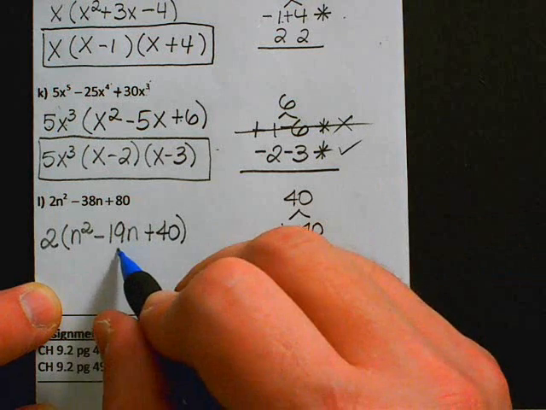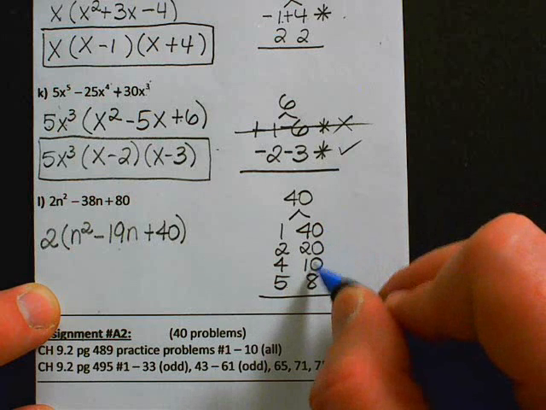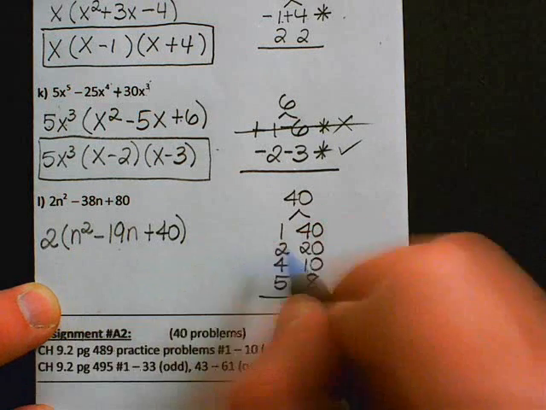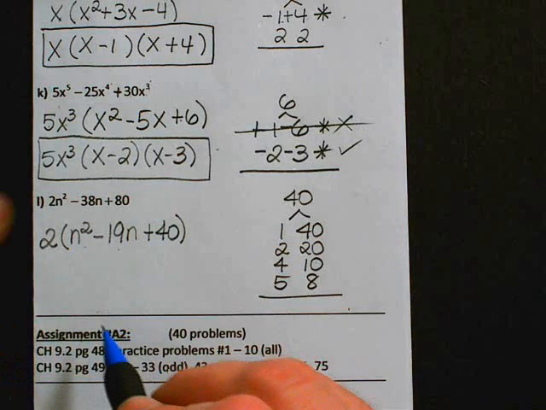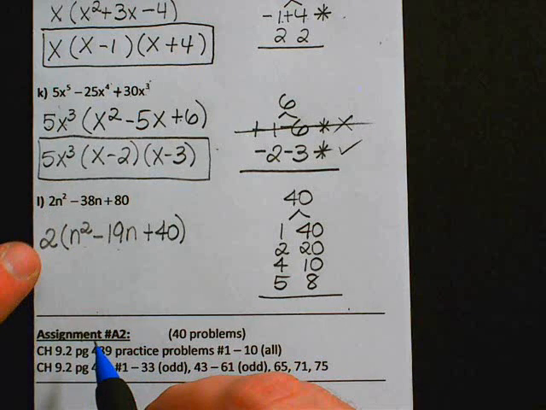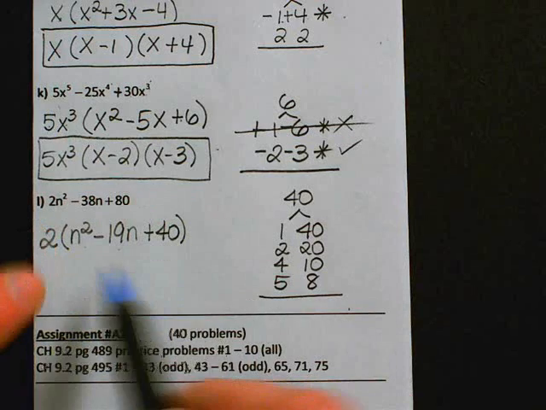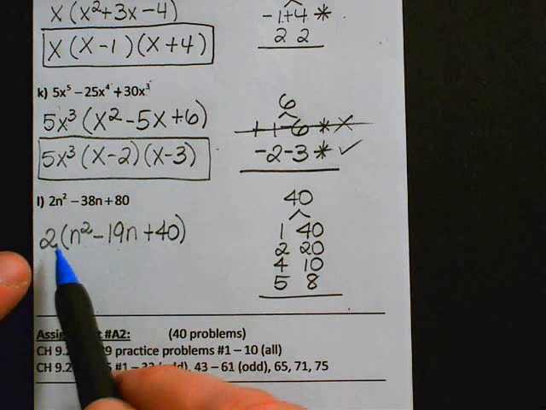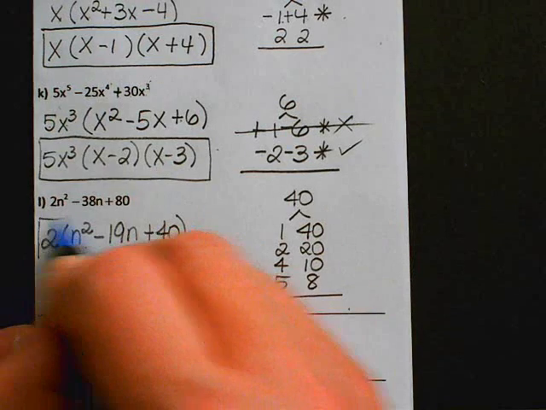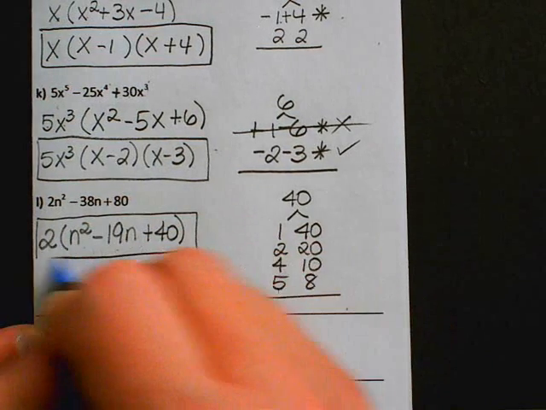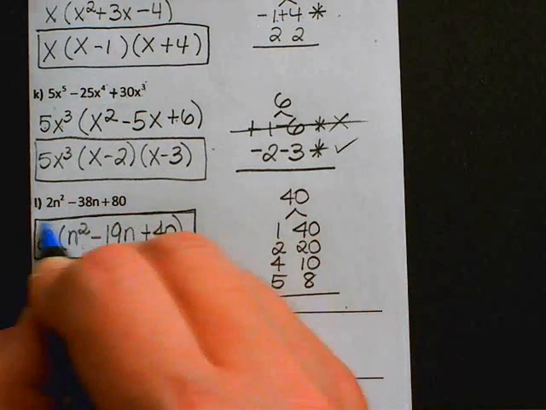And I'm looking for a number that gives me 19. And there's no pair of numbers that give me 19. So that means I cannot factor this. Okay, now, if we hadn't factored out that 2 right here, then yes, the answer would have been prime. But because we were able to factor out a 2, that means my answer for this factorization is this one right here. Okay? So that's our answer.